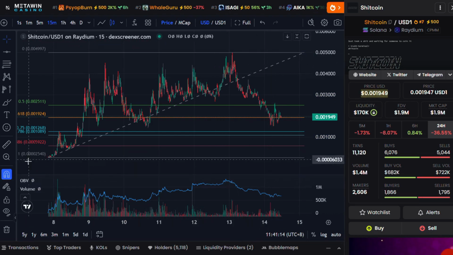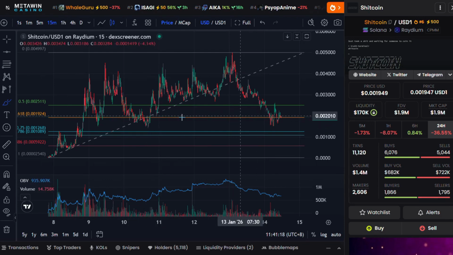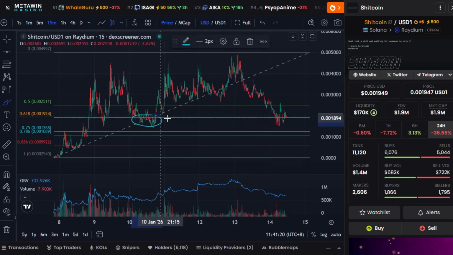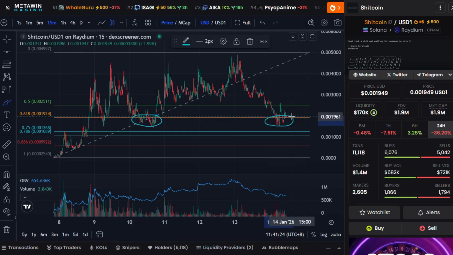What we can see is that price has now retraced into the 0.618 Fibonacci level. This is a critical area of support, and for this token to continue higher, we need to see price hold the 0.618 Fib level and start to build strength from this zone.